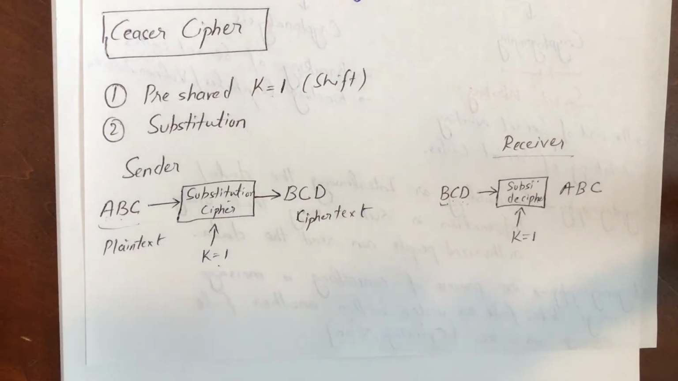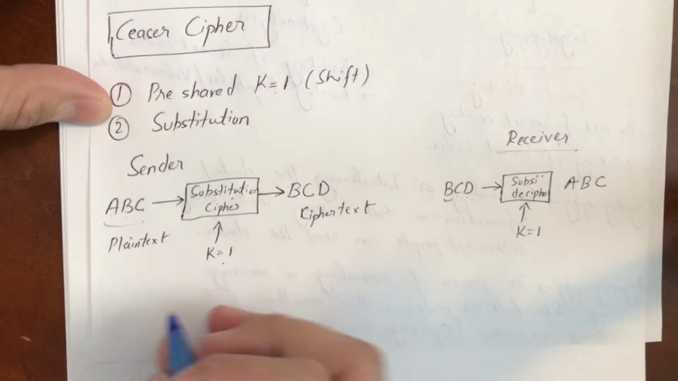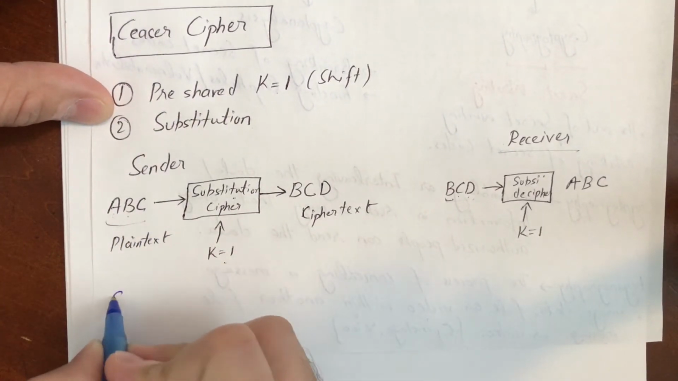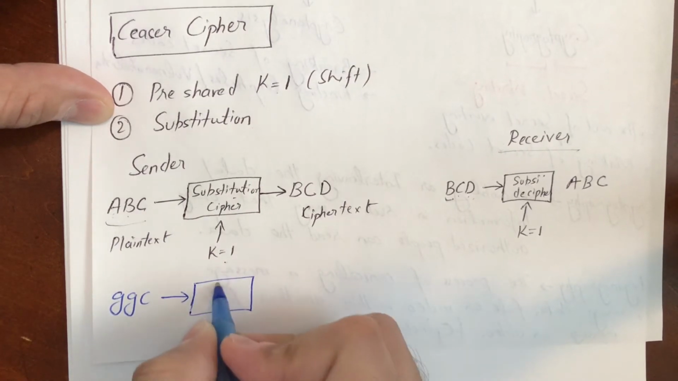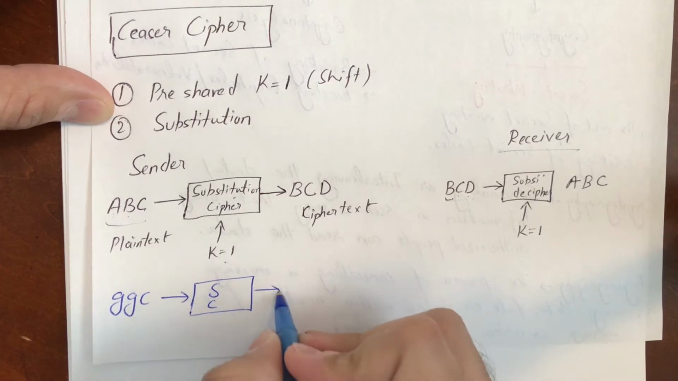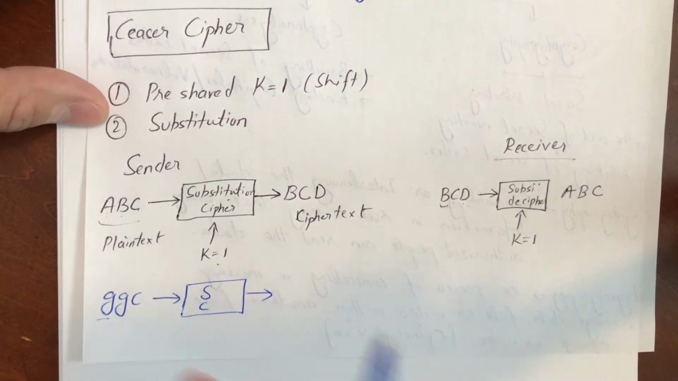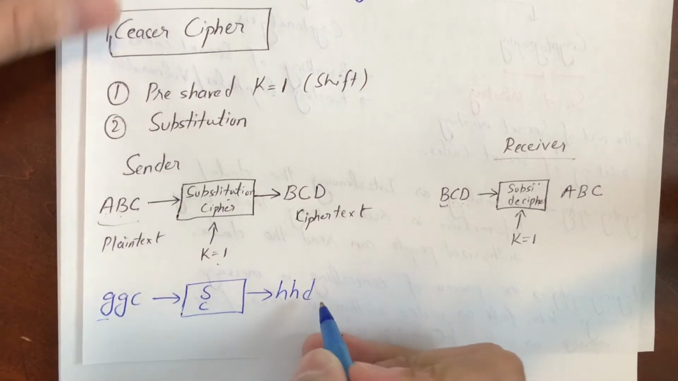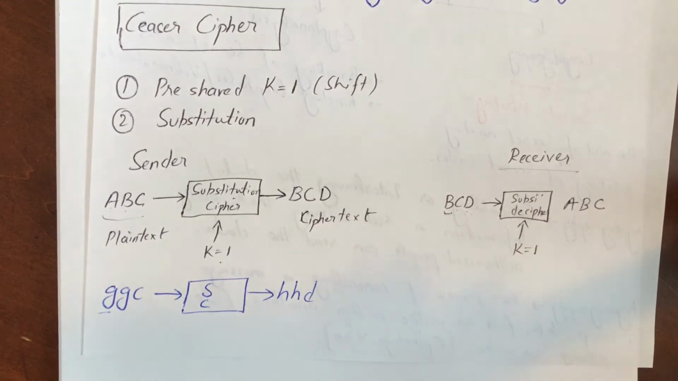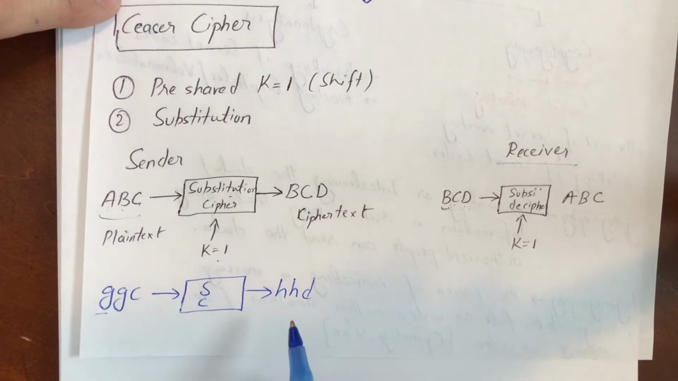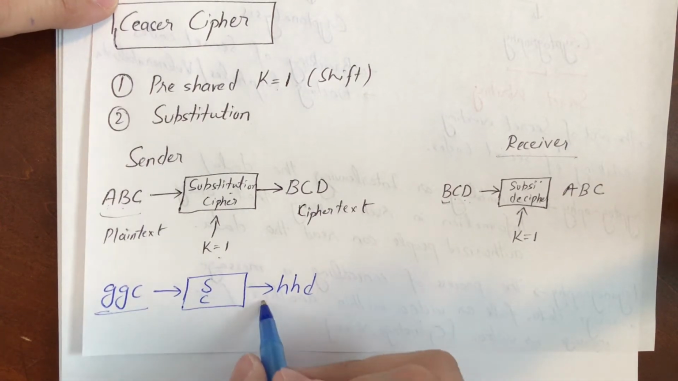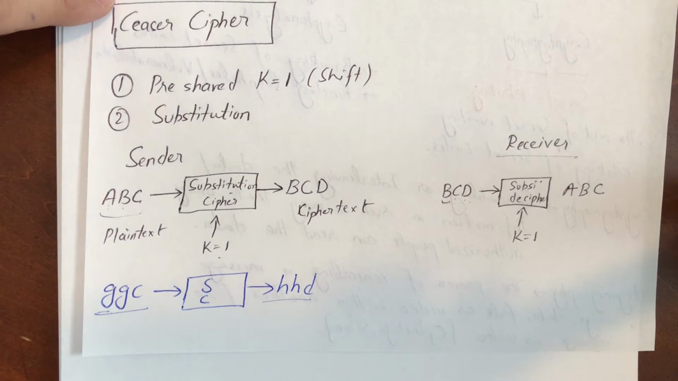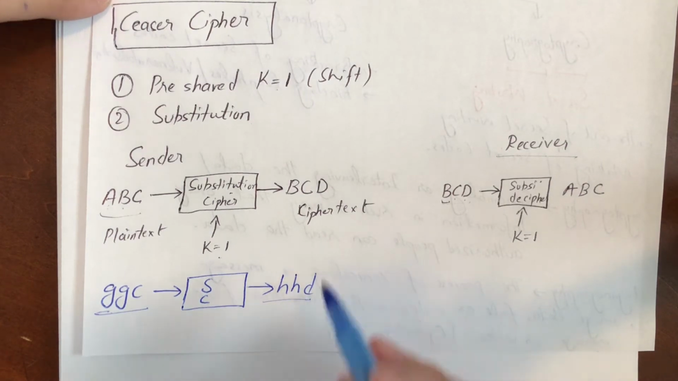Again, for example, instead of hello, if it were ABC, or if GGC is the plain text, using the same key and the same substitution cipher, what will happen? G will become H, H, D. So this is basically how the substitution cipher or encryption looks. The original message is GGC, but the ciphertext is HHD. If anybody sniffs the conversation, they can only get the ciphertext.